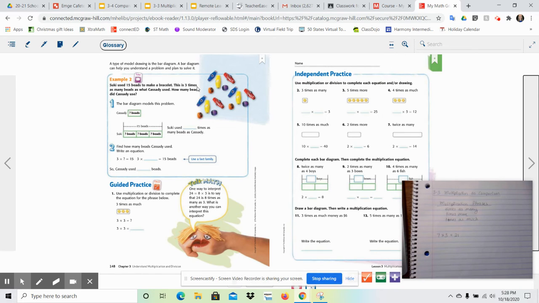And we see the words times as many, so we know we need to multiply, but we're not sure how many beads we're multiplying by. We do know that it's 3 times that amount though. So what we're figuring out here is that 3 times something is equal to 15. And what you can see here is it's kind of like a visual for repeated addition.